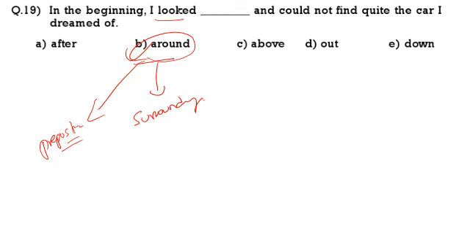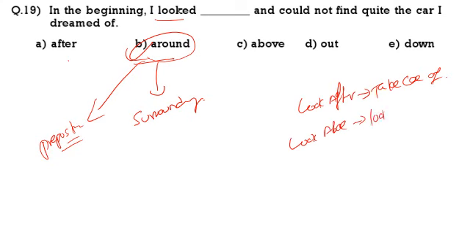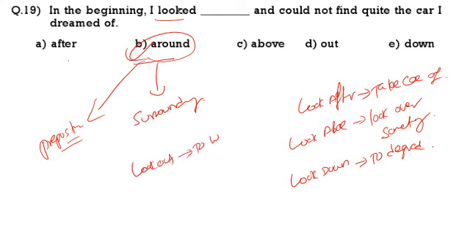Look after is not correct. Look after means taking care of. Look above is not correct. Look above means look over something, which is not correct. Then look down. Look down means to degrade. Look out means to watch. So here all are inappropriate. So we should take which one? We should take look around. Look around itself is correct. Let us see the next one.